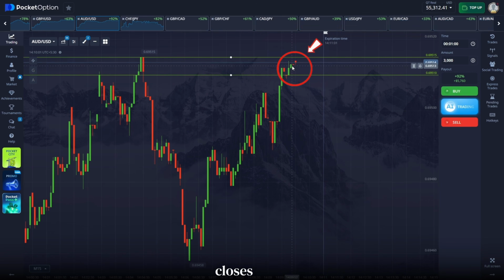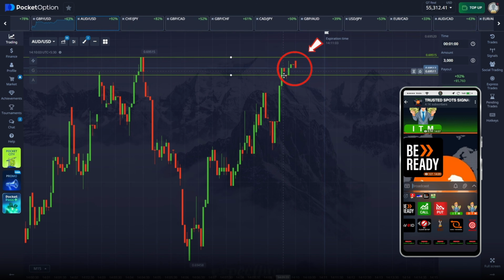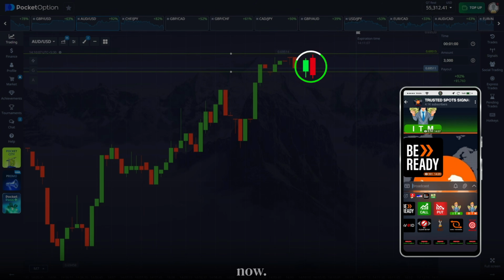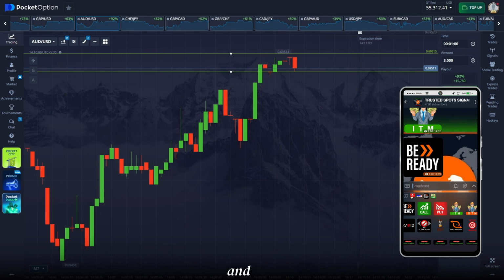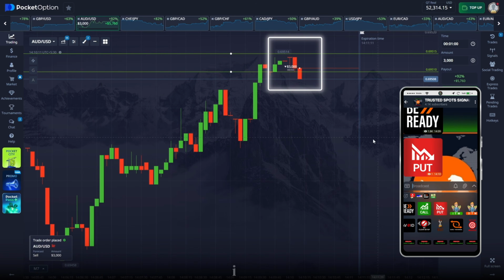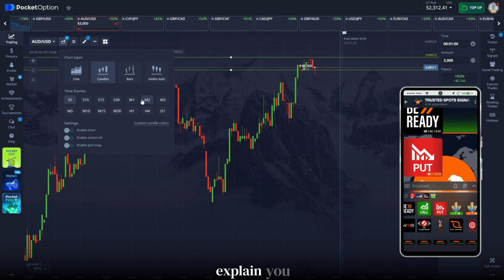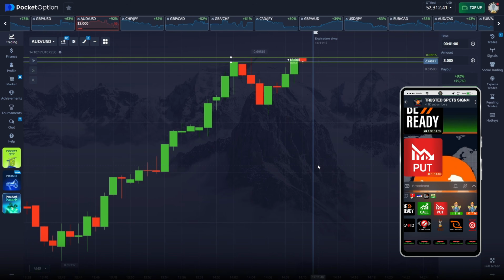The 1 minute closes here, so there is no breakout. I'm expecting a reversal here. I need strong selling confirmation now, and yes, that's the confirmation. I have placed the second trade in the downward direction. Let me explain the logic behind this trade.